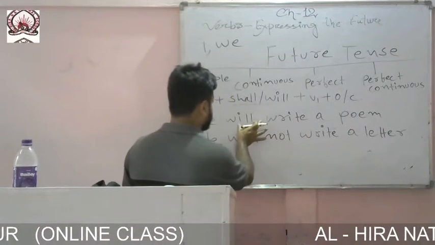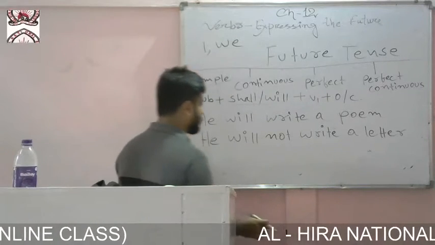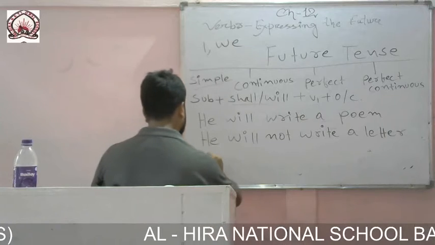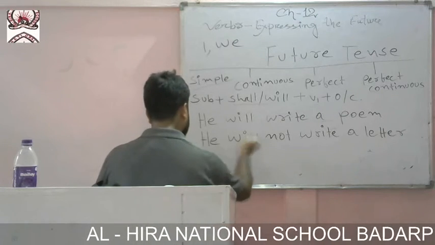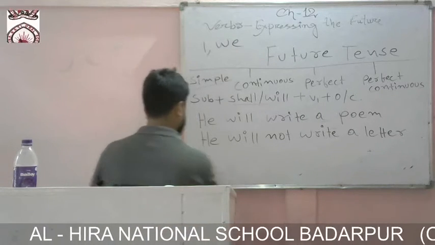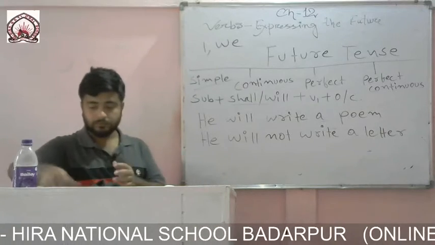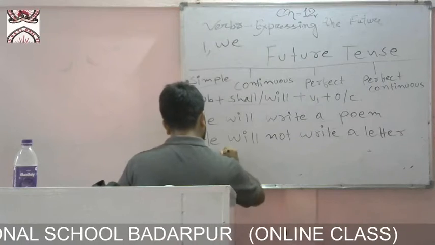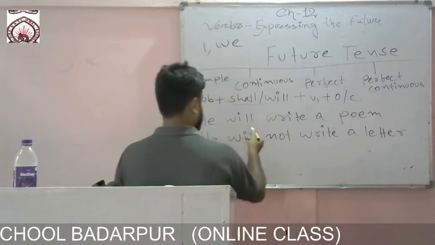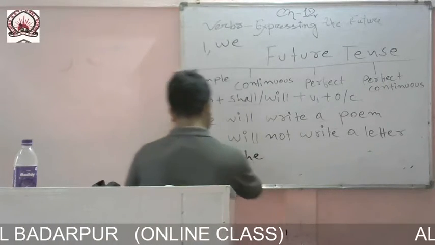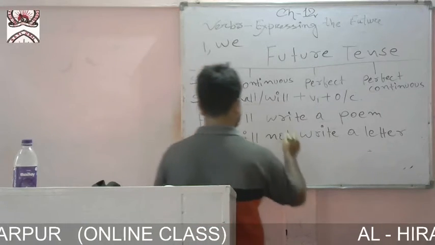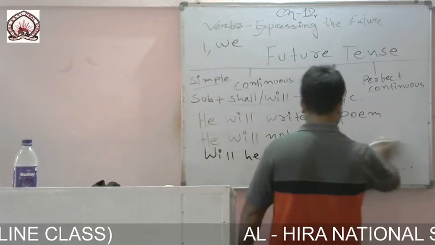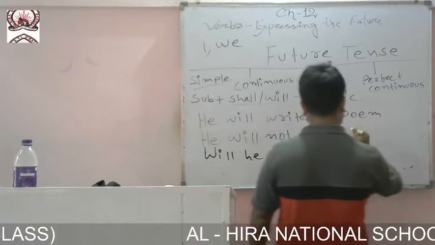Now if I want to change it to interrogative, then what I have to do? Just bring the auxiliary verb at the beginning. Will he write a poem? Will he, making mistakes, he will not write a poem.